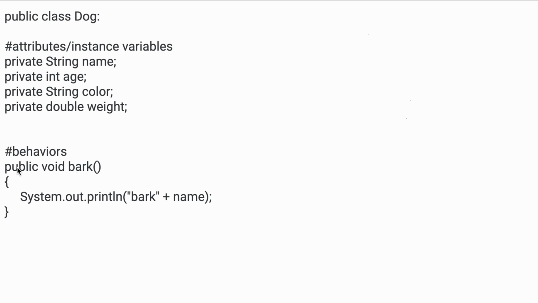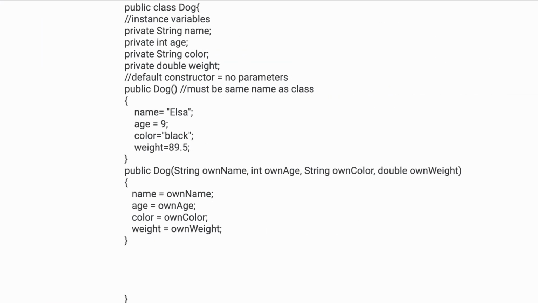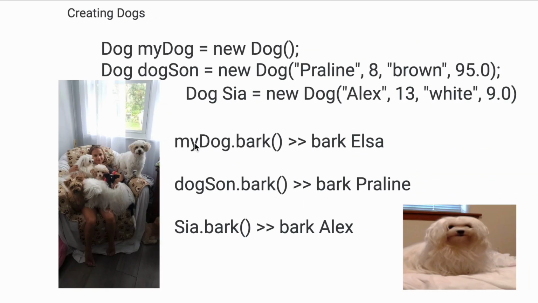Now, those other methods that we were creating, we created a public void bark. Well, now each of these will be able to bark. So when I say my dog.bark, it would print out on the screen, bark, Elsa. Dogson.bark would say, bark, Praline. And Sia.bark would say, bark, Alex. So we're able to create these basic objects and then utilize them.